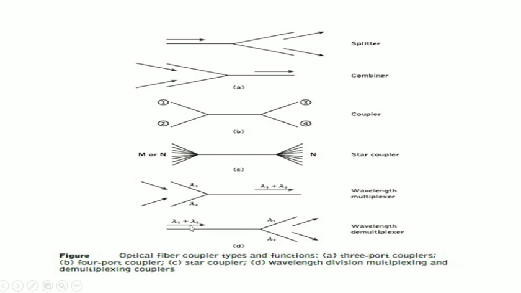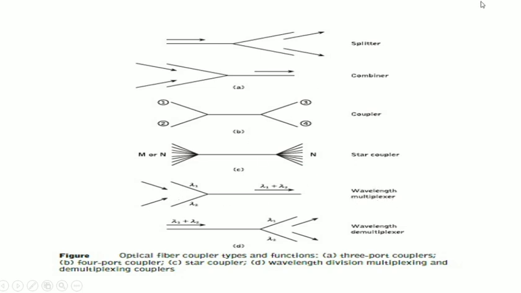Here there is one input, lambda 1 plus lambda 2, that is wavelength optical signal 1 and wavelength optical signal 2, and it will be split. When you are separating, we call it a demultiplexer. When you are combining, it is called a multiplexer.